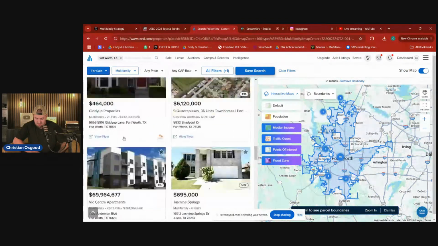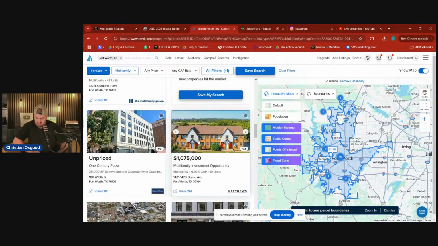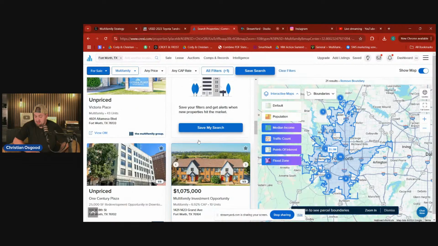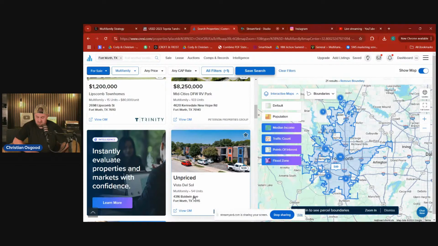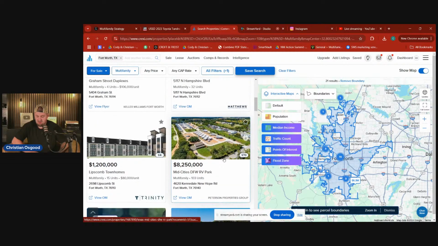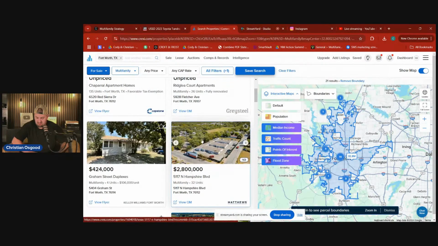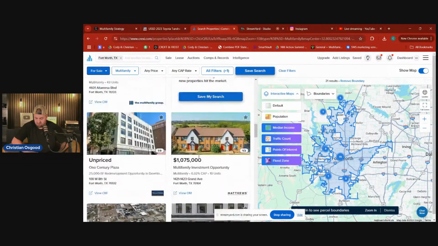Okay, so here's what we have for Fort Worth. You know what I was interested in? I was interested in this 10-unit building here. So 2 buildings that I was immediately interested in. This one may be interesting: 54 units, unpriced. I like looking at ones that have a price. I don't want to spend $8 million on an RV park right now, even for 103 units. So I'm really down to this deal and this deal.